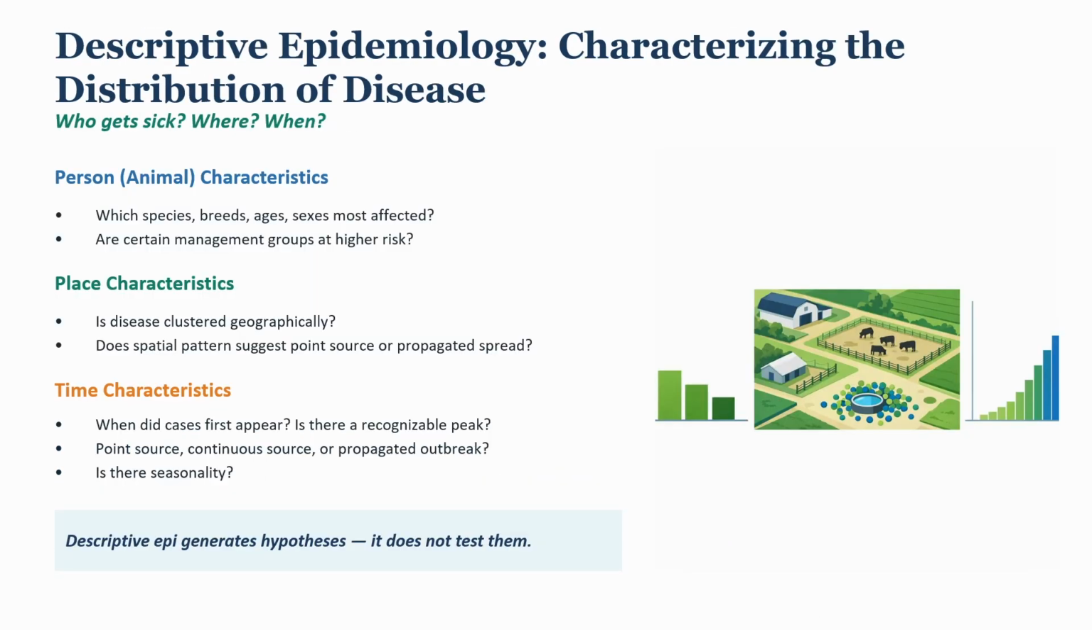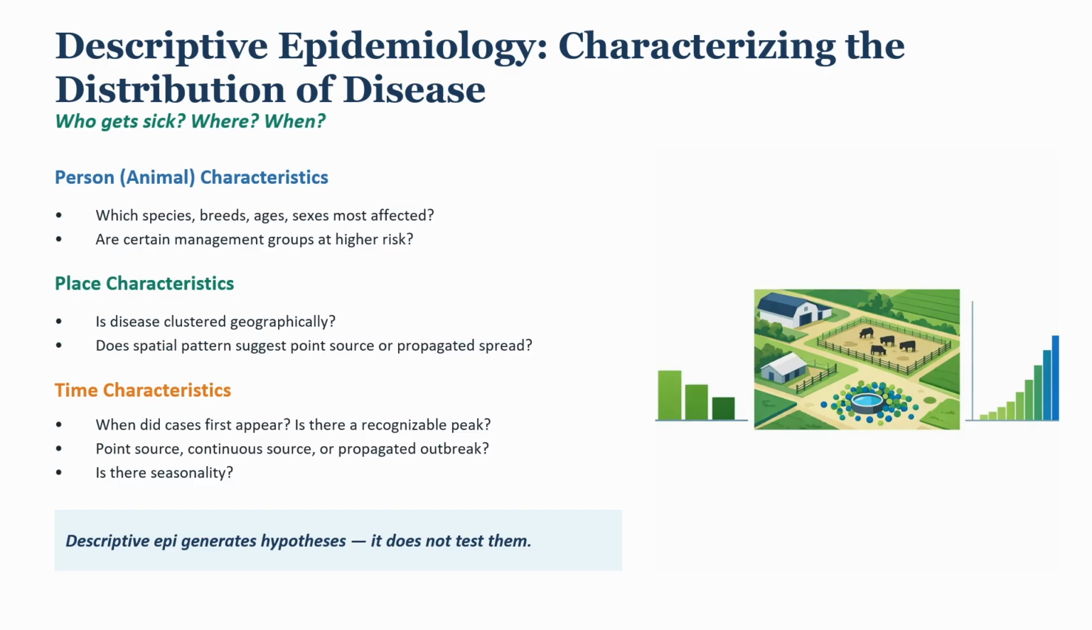Descriptive epidemiology is the first step in every disease investigation, from a herd-level mastitis problem to a regional outbreak of a reportable pathogen to a global pandemic. Before you ask why, you need to know what, who, where, and when. Descriptive epidemiology answers those questions.